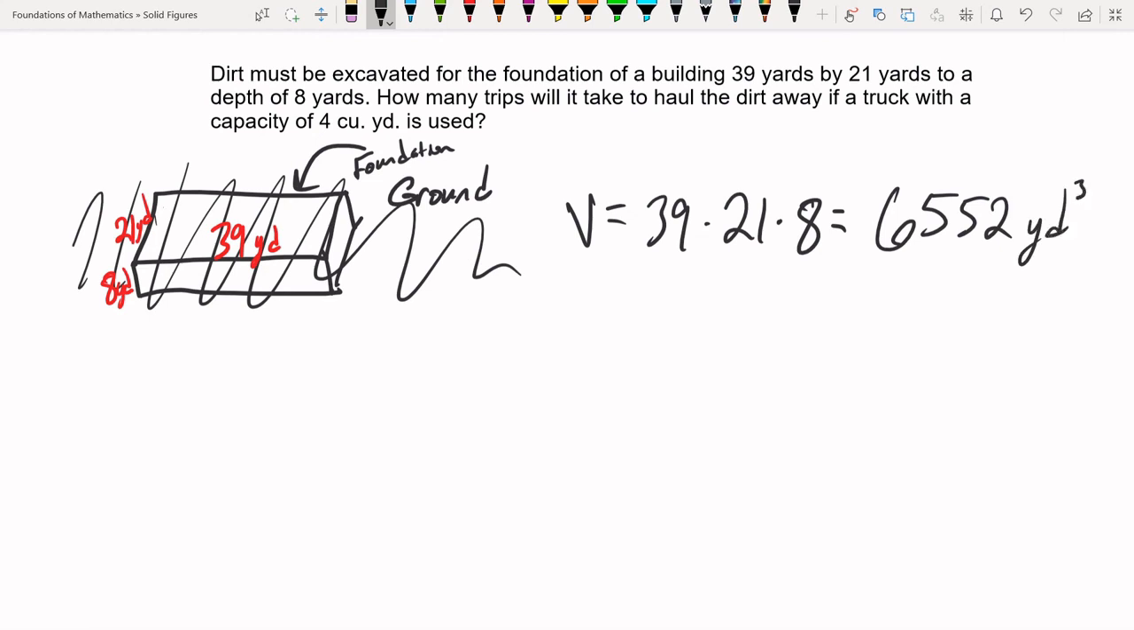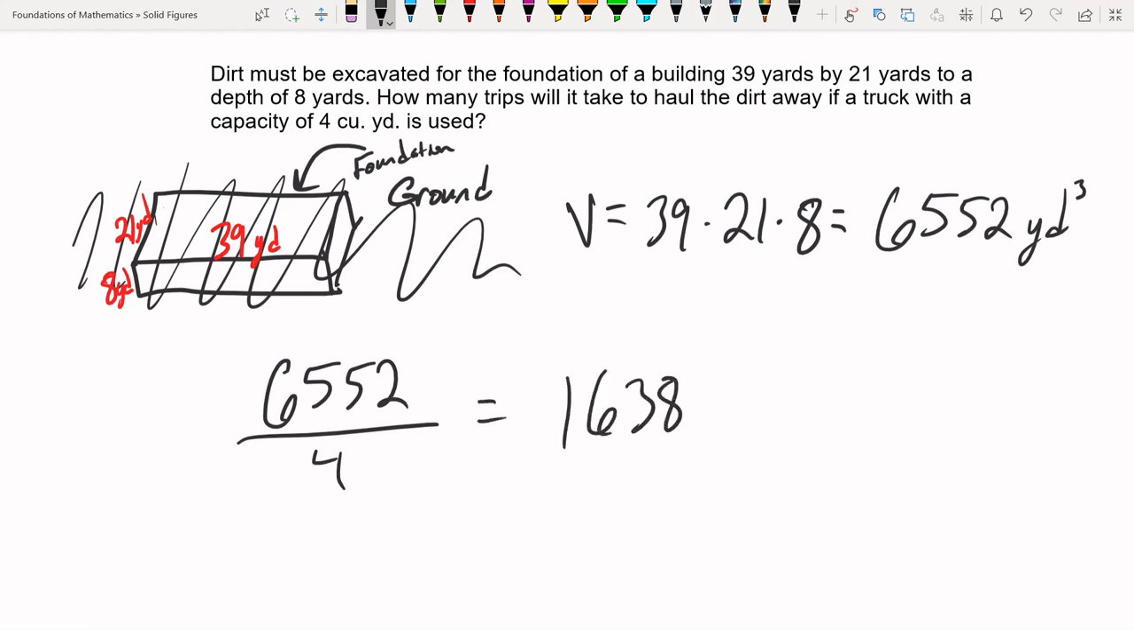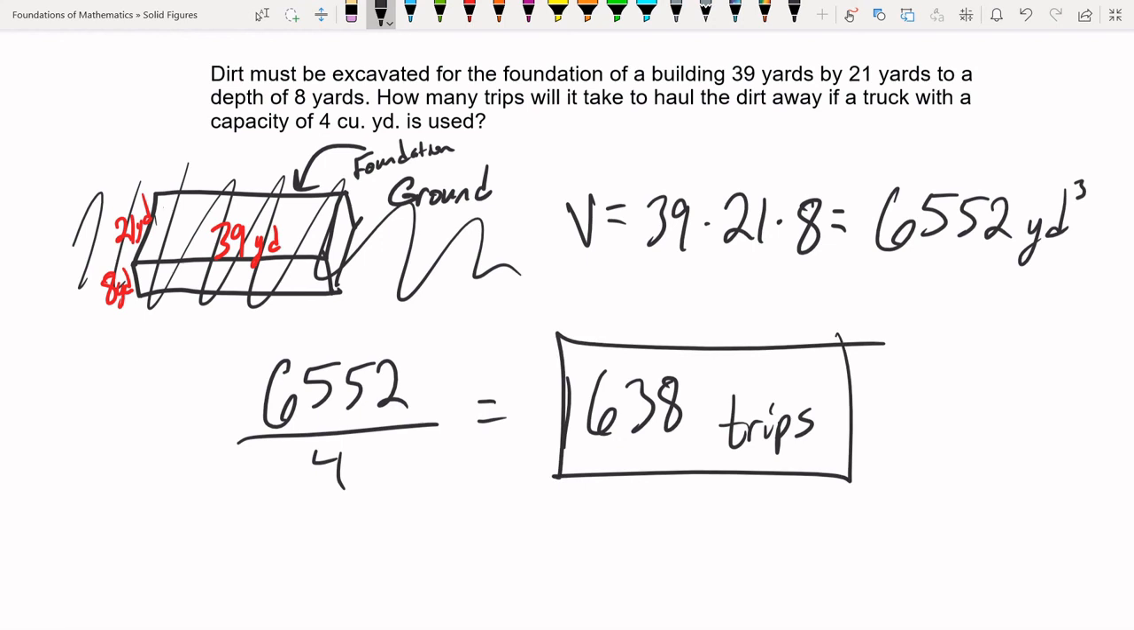It's the same thing. And if the truck can haul away 4 cubic yards, that means it's going to take 6,552 divided by 4 trips, which is 1,638 trips, which probably means you need to find either a bigger truck or get a lot more trucks in your rotation.